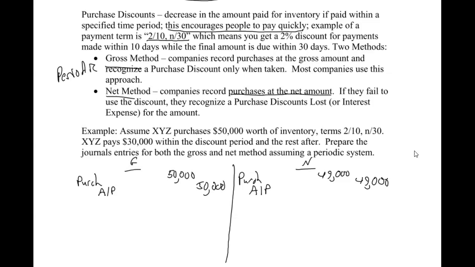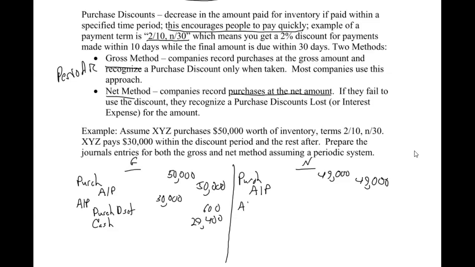All right, so it says we pay 30,000 within the discount period. So we get to take a discount on 30,000 of it. All right, so we're paying off 30,000. So this has to come off at 30. We skip a space here. We have cash. Well, actually, I don't necessarily need to do that. And then we're going to have a discount that we're taking. So we'll call this purchase discount. All right, so 2% on the 30 is 600, which means we're going to pay the difference.